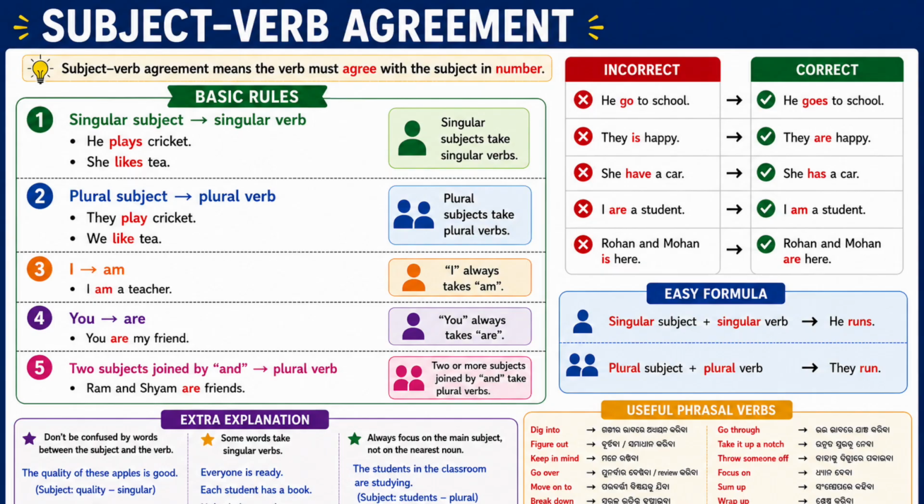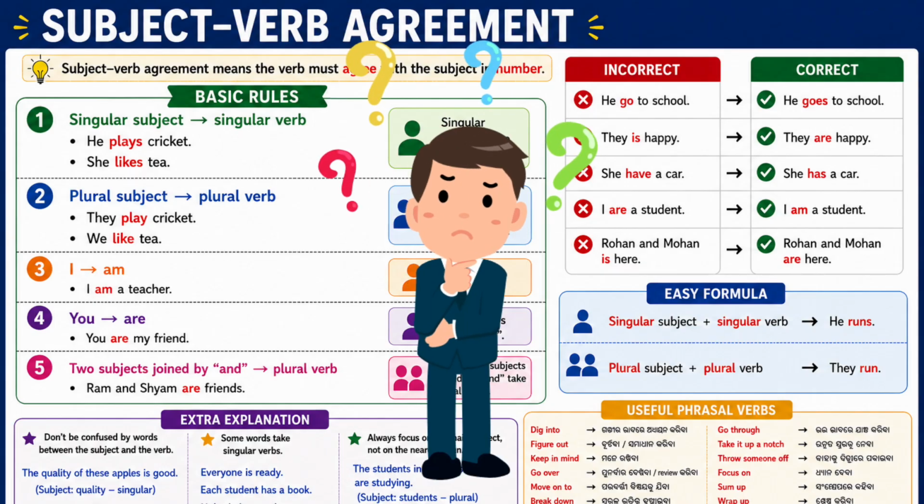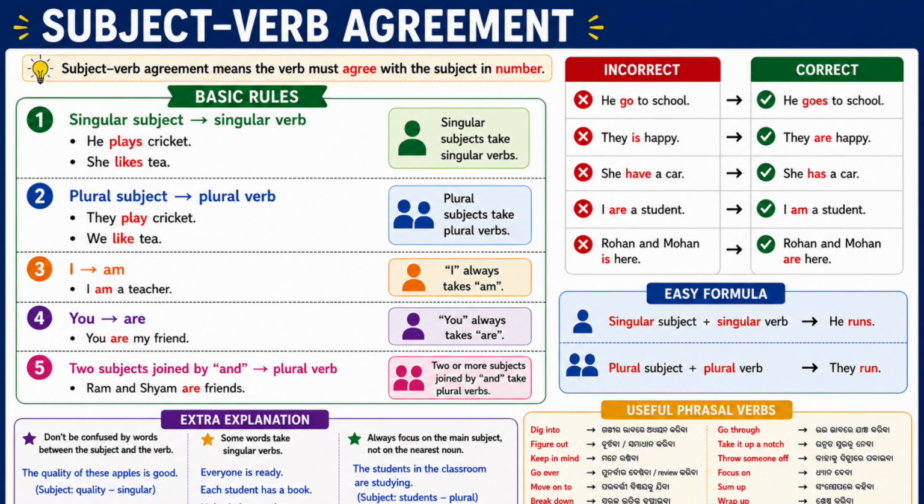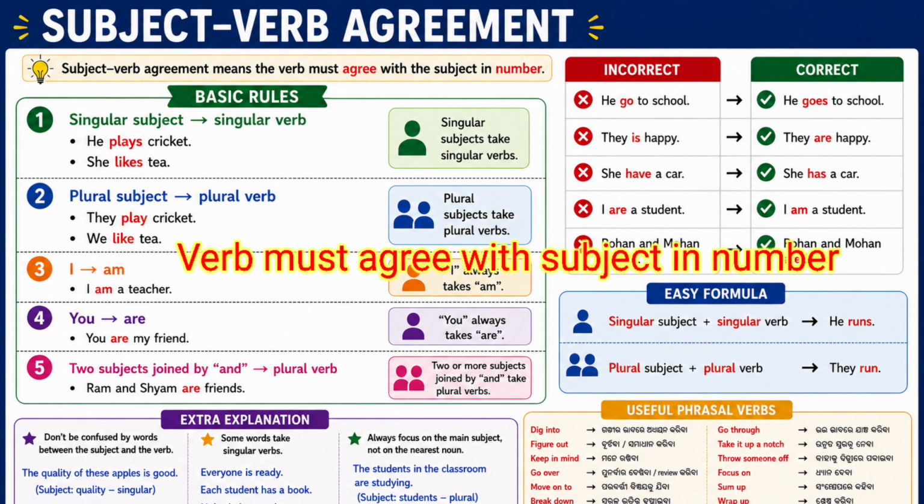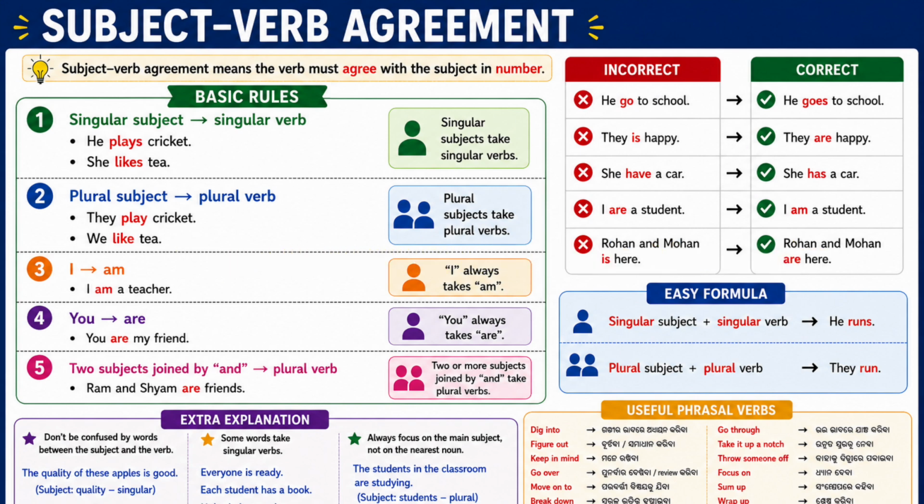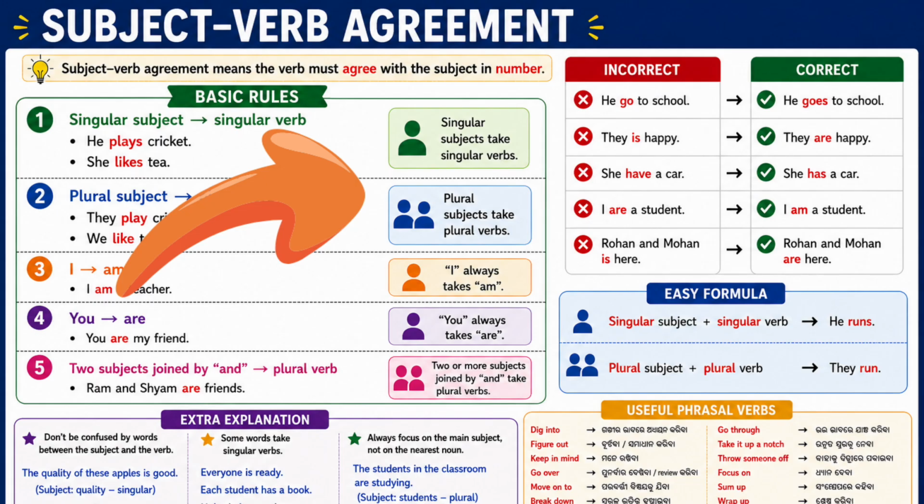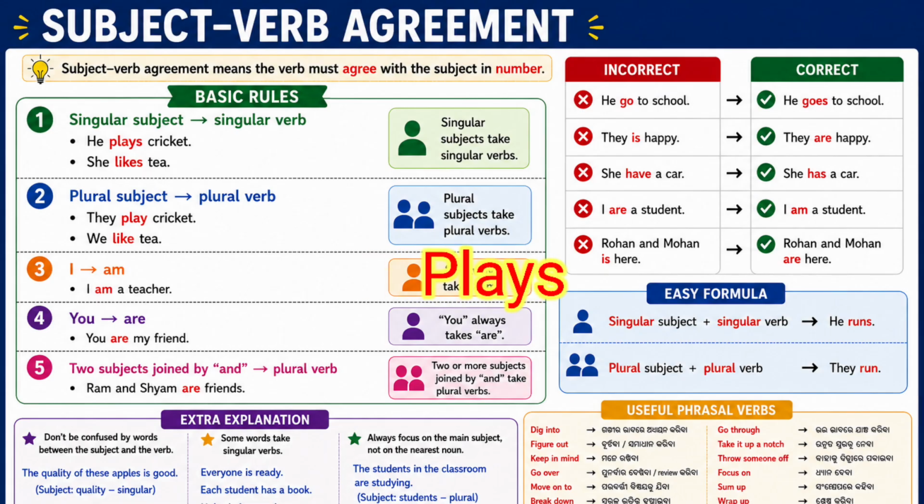So at first, what is subject-verb agreement? Subject-verb agreement means that the verb must agree with the subject in number. In simple words, if the subject is singular, we normally use a singular verb. If the subject is plural, we normally use a plural verb. For example, he plays cricket, they play cricket. Notice the difference. Okay? He is singular, so we say plays. They is plural, so we say play.